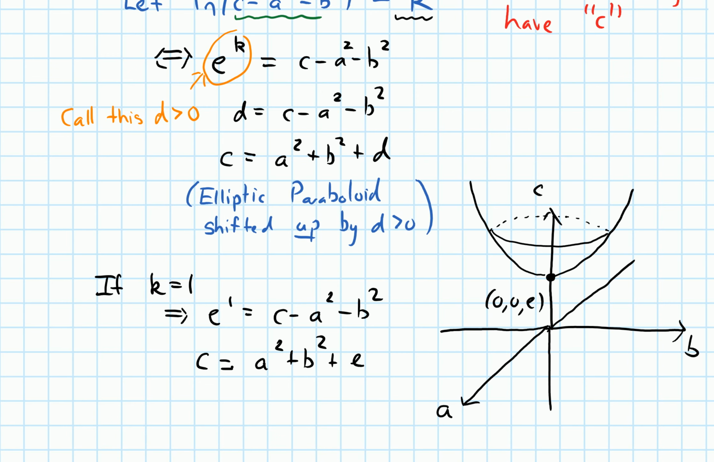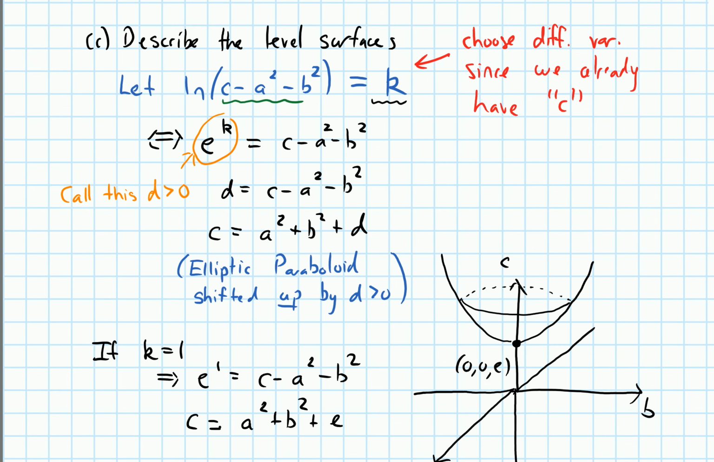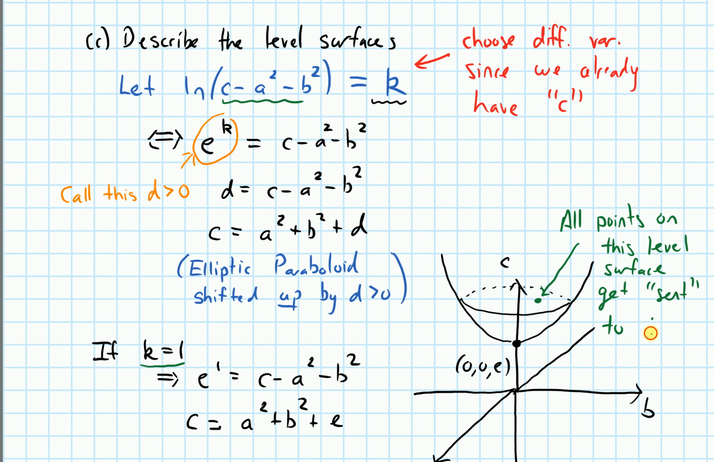So what does this level surface mean in terms of our function? Well, we set k equal to 1. That means if we take any point that's on that surface, all the points on this particular level surface, which comes from setting the function equal to 1, when you plug these points into the function, they get sent to the output 1 by the function. So that's what this level surface represents.